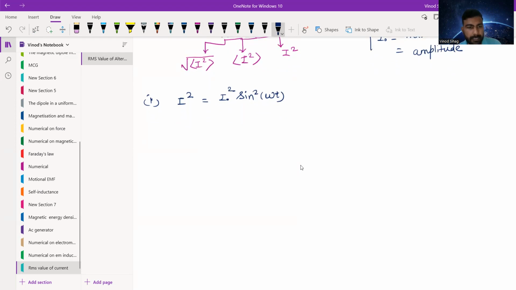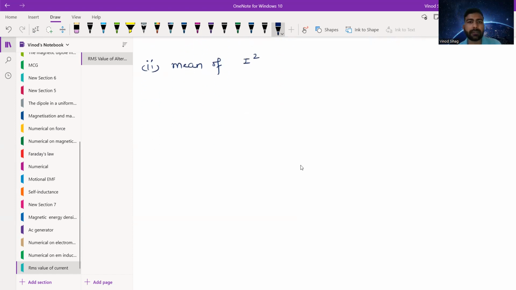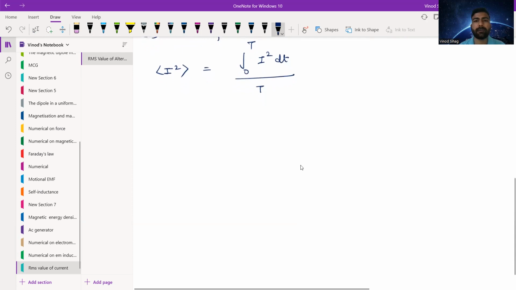Now we will come to the second step, that is finding out the mean of I square. What will be the mean of I square? As we know, it will be the integration of I square over one time cycle, divided by its time period T. So that's how we can find it out.